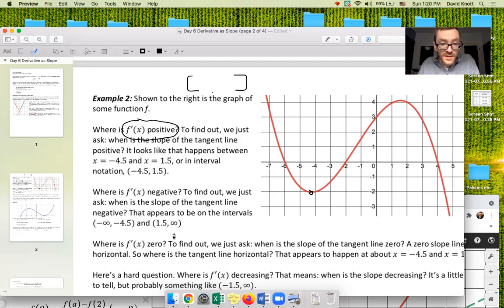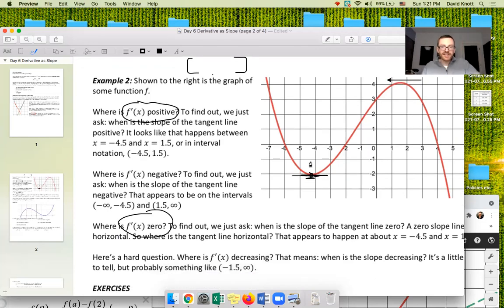Now, I say, where is f prime 0? We kind of already answered this, but f prime is 0 when the slope of the tangent line is 0, right? And a tangent line having slope 0 means it's horizontal. So where is the tangent line horizontal? It's got to be right here and right here. Okay, so that's where it's 0.